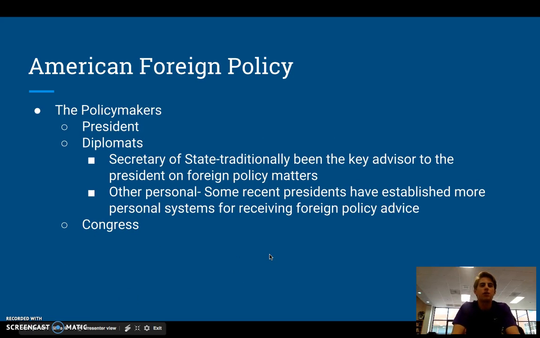To continue on American foreign policy, the policymakers themselves are the president and then the diplomats, which includes the Secretary of State, who is traditionally the key advisor to the president on foreign policy matters. And then there are other personal members, and some recent presidents have established more personal systems for receiving foreign policy advice. And then lastly, we have Congress.